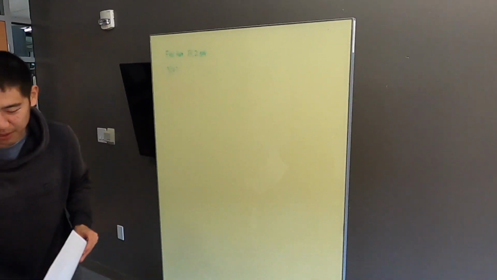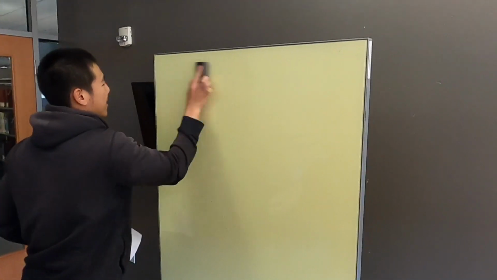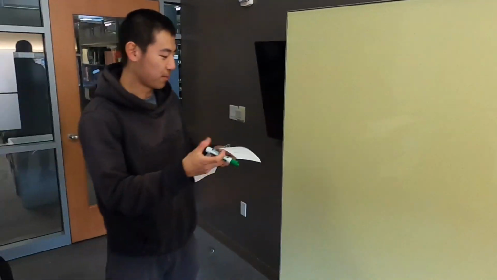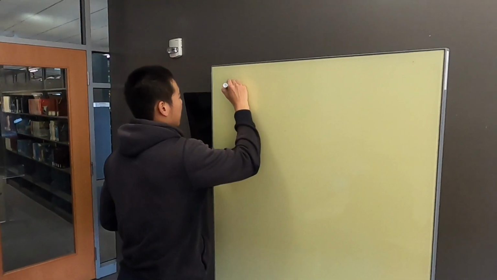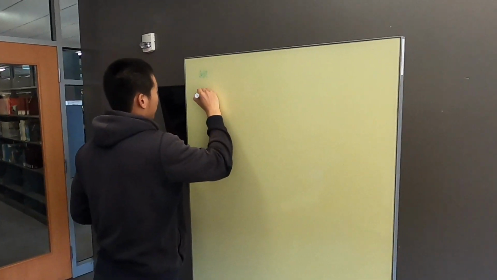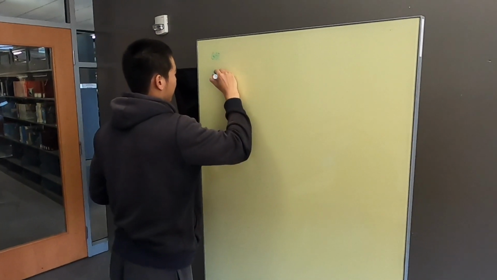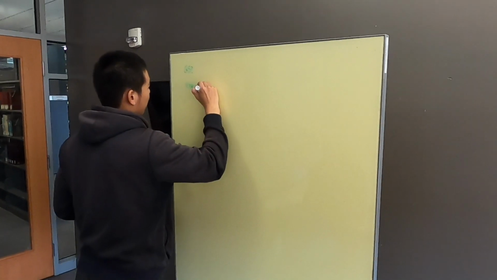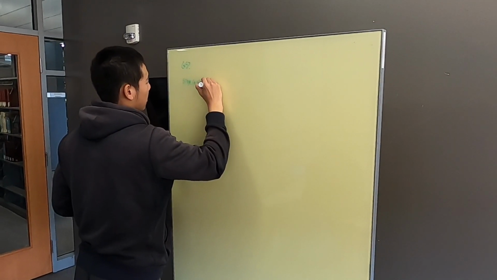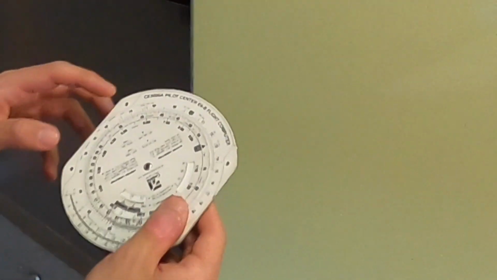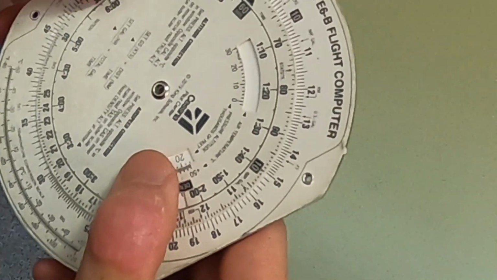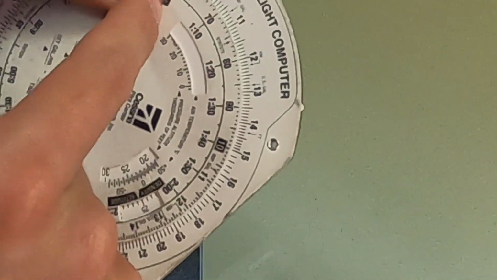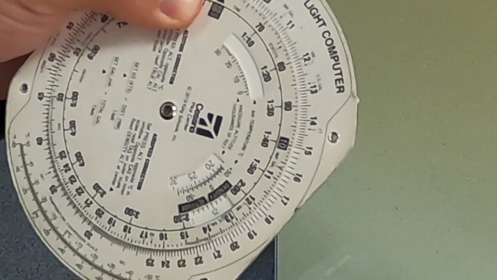Okay, we'll do a few more problems and then we'll call it good. So here's a tricky one. I want you to find the ground speed if we travel 60 nautical miles in 40 minutes. So in this question, I'm on the outer ring, I'm going to find 60 miles. I'm going to line it up with 40 minutes. Then when you jump back to the 1 hour mark, you'll see it's 90 knots an hour.